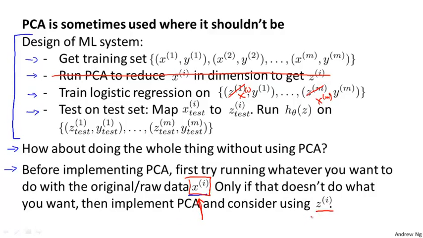Because what I do see is sometimes people start off with a project plan that incorporates PCA inside, and sometimes whatever they're doing will work just fine even without using PCA. So just consider that as an alternative as well before you go and spend a lot of time to implement PCA and figure out what K is and so on.